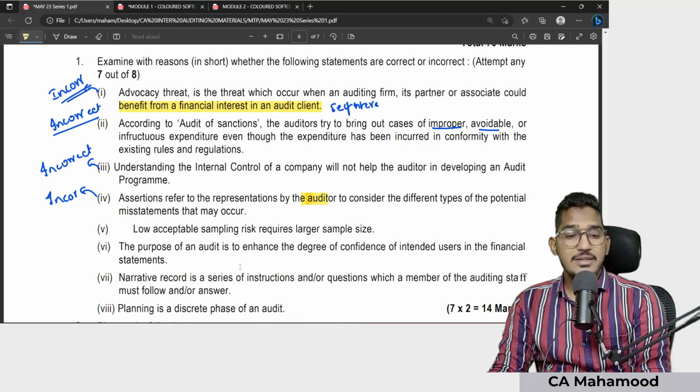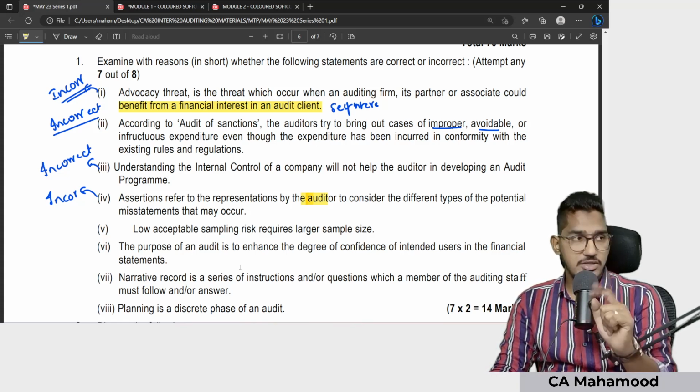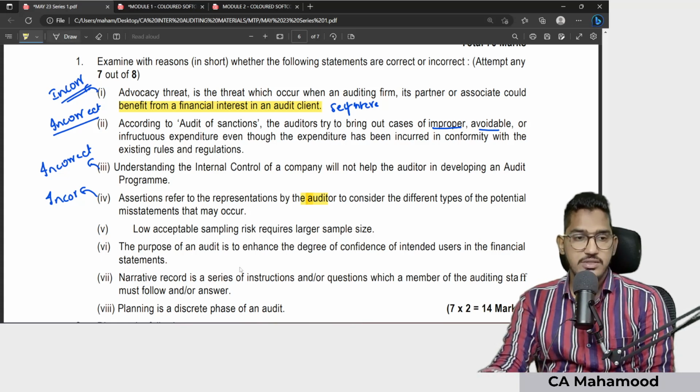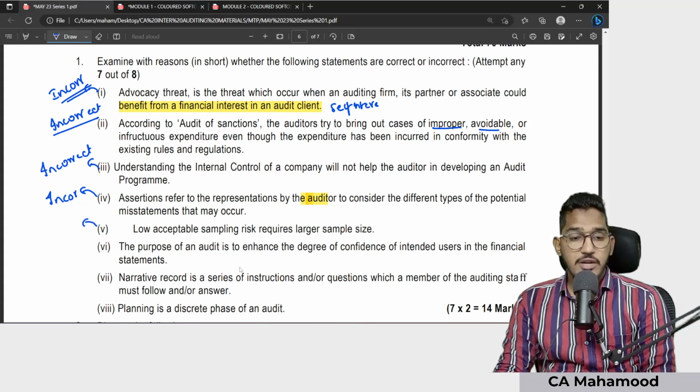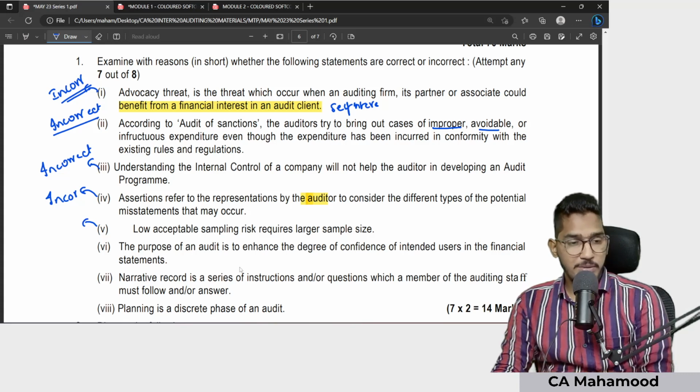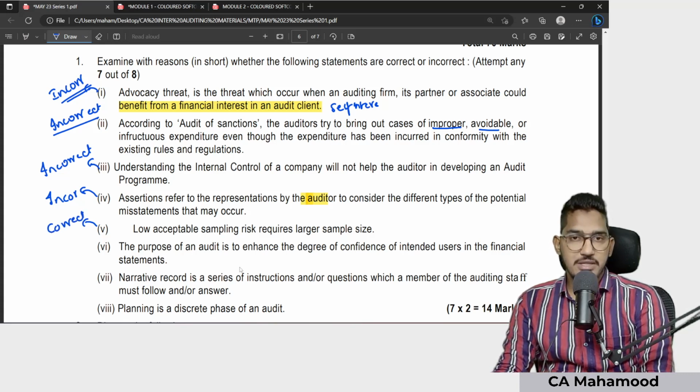Next one, low acceptable sampling risk requires larger sample size. Do you agree with that? Yes, this statement is true. Why? Because if you want your sampling risk to be very low, you need to go for bigger sample size.